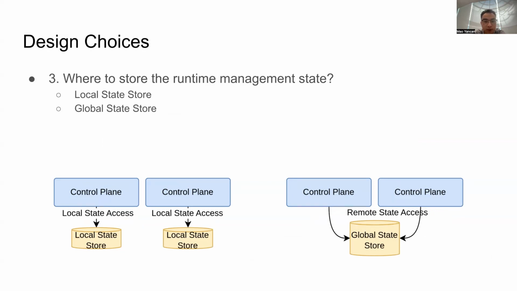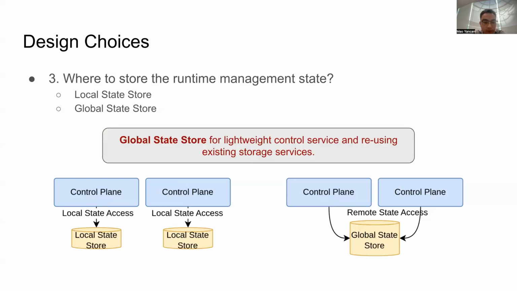The former choice enables efficient state access, but requires additional state management overhead on the control plane, while the latter choice makes control plane instances stateless and more scalable. We eventually chose a global state store to make the control plane service stateless and lightweight. It can also reuse existing in-production storage services in ByteDance for the state store.